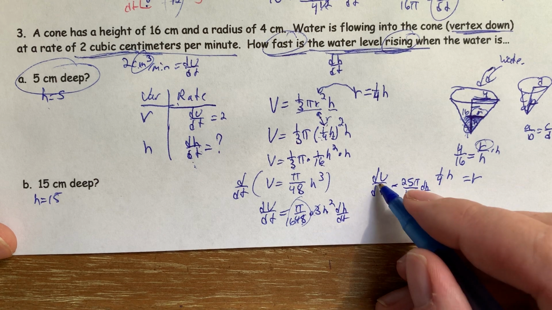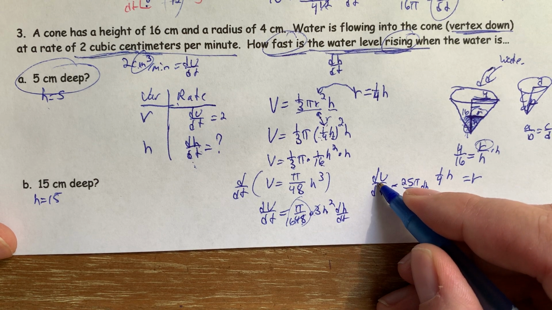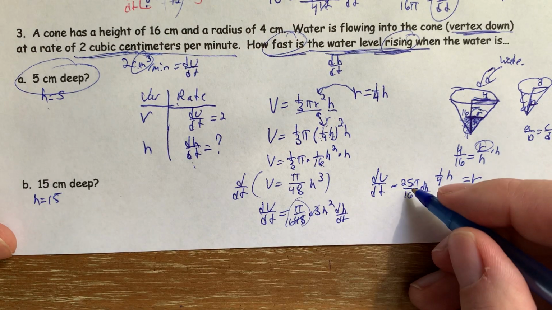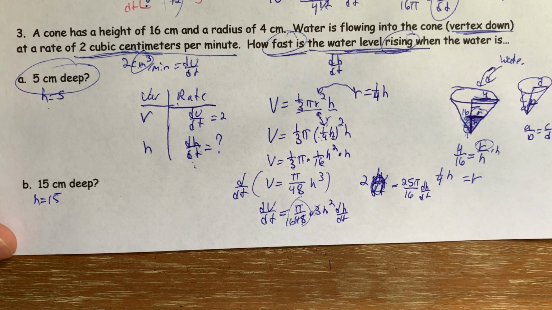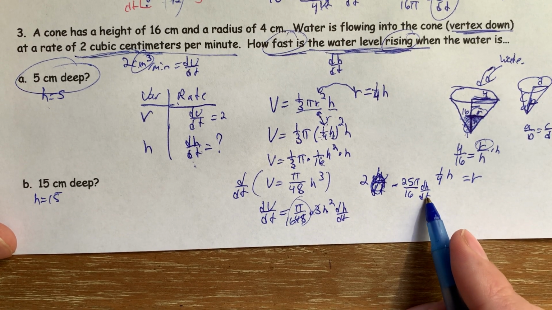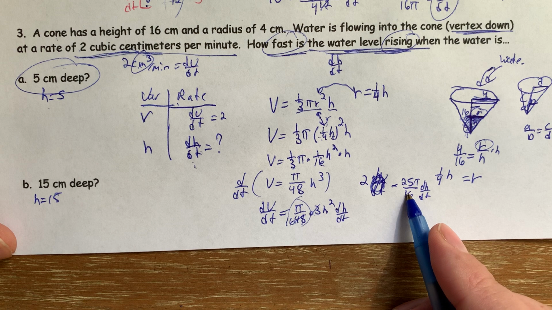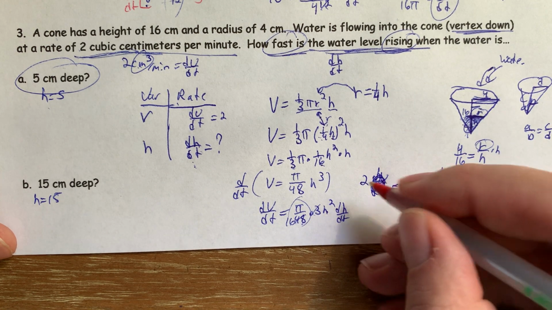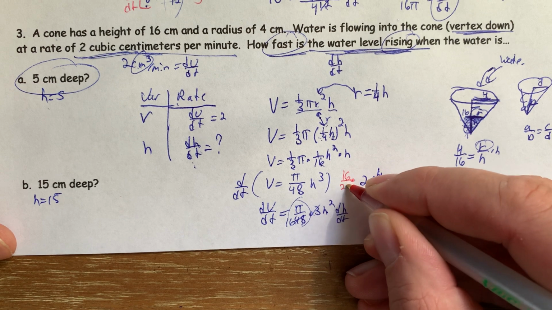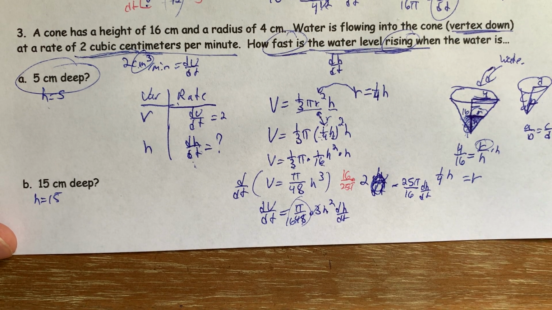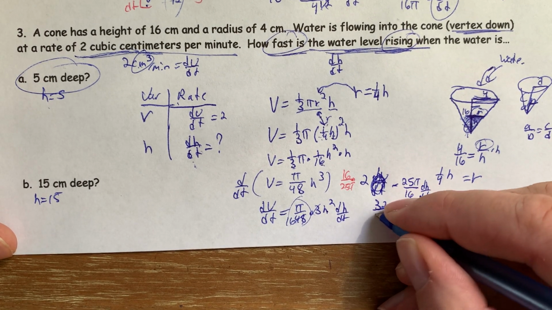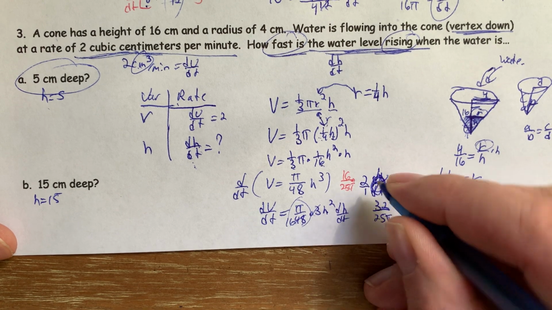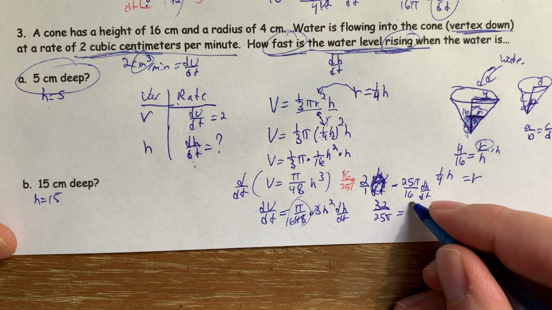And so, what was dV dt? dV dt was 2 cubic centimeters per minute, so this is 2. And so to solve for dH dt, I need to divide by this fraction. Dividing by a fraction is the same as multiplying by the reciprocal. So we're going to multiply by 16 over 25 pi. And so we get 32 over 25 pi. 2 is the same as 2 over 1. It just multiplies times the numerator.